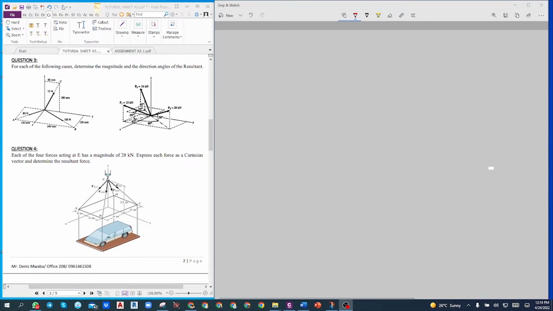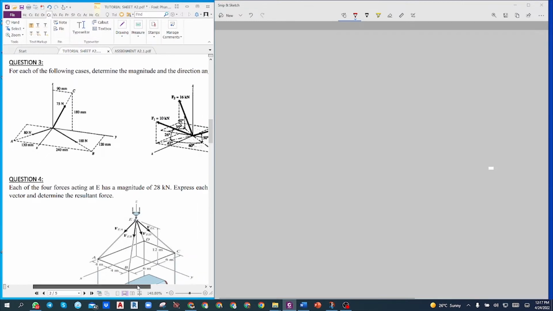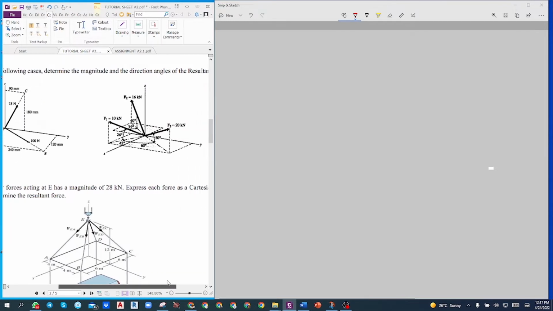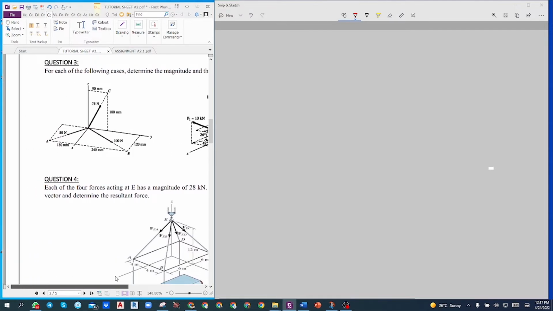Alright, welcome to question 3, and in this question we are aiming to try and be fast enough. So we have a question here. We are told in each of the following cases determine the magnitude and the direction angles of the resultant.